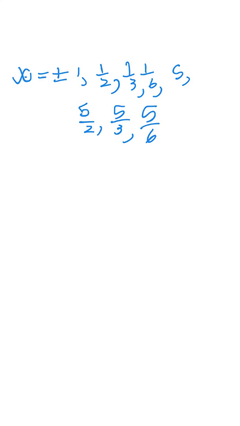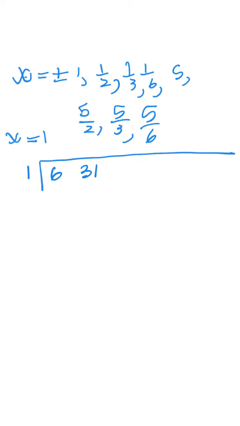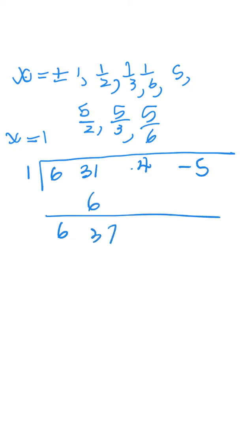So I'm going to start off with 1, just because it's a nice number, and I hope that that will be one that will work. So x equal to 1 will be our first attempt. The coefficients for our polynomial: bringing down the 6, 1 times 6 is 6. Adding, I get 37. This doesn't look like it's going to work.